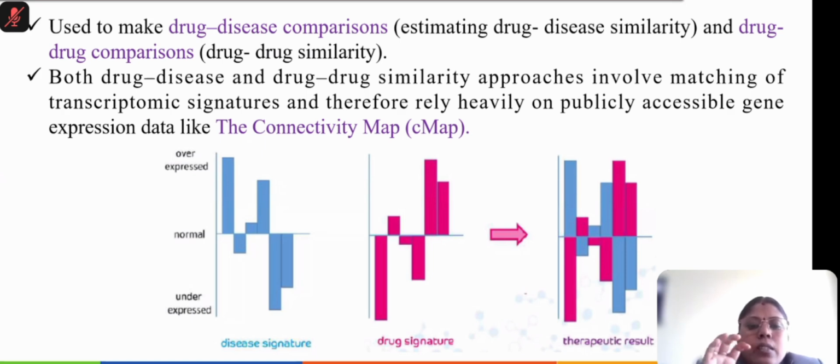You can see here, this is one typical example of gene expression. Normal condition, and when the gene is overexpressed, when the gene is under expressed. For this, you can use many databases, like the NCBI Gene Expression Omnibus, and Connectivity Map. These are publicly accessible gene expression databases. They will give you the complete details of the particular genes. You will get the transcriptomic signatures. So this is one such way.